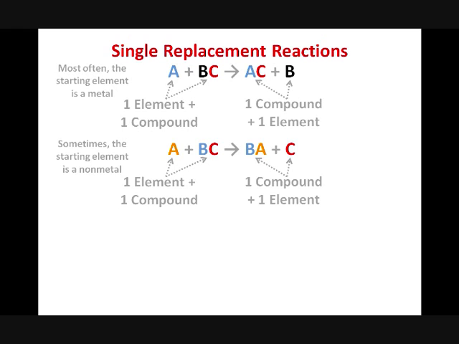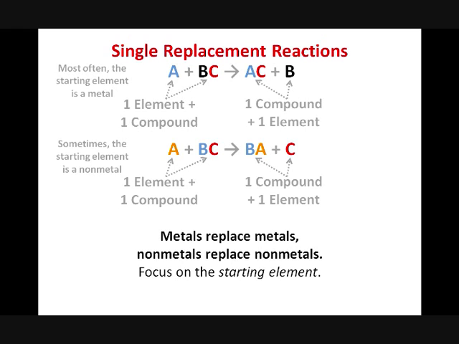The metal in this case just stays put. Here's the big idea. Metals replace or switch with other metals. Nonmetals replace nonmetals, and most of the time these are going to be halogens. In every single case, whoever is switching around is going to be determined by what kind of element is starting off alone. If we're starting with a metal, then the metals are switching. If we're starting with a nonmetal, then the nonmetals are switching. So, focus on the starting element.